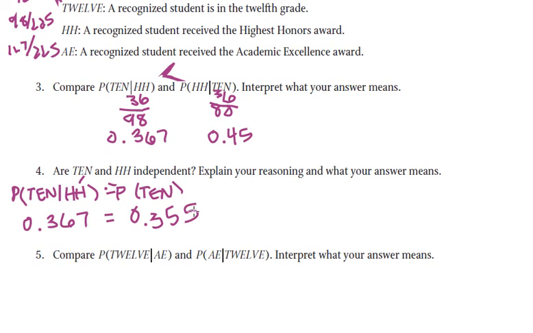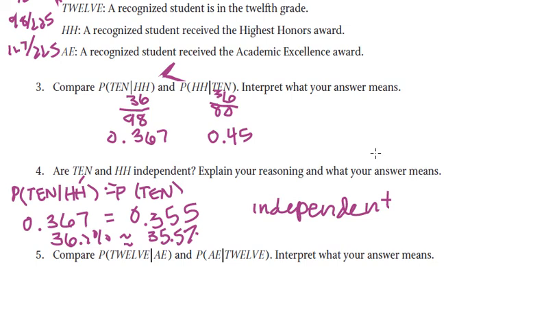So that's basically saying that you've got a 36.7% chance and then a 35.7% chance here. Those are about equal. We know they're not exactly equal, but we would say that they're pretty independent as variables there. So it's saying that having highest honors does not impact your probability of being a 10th grader.